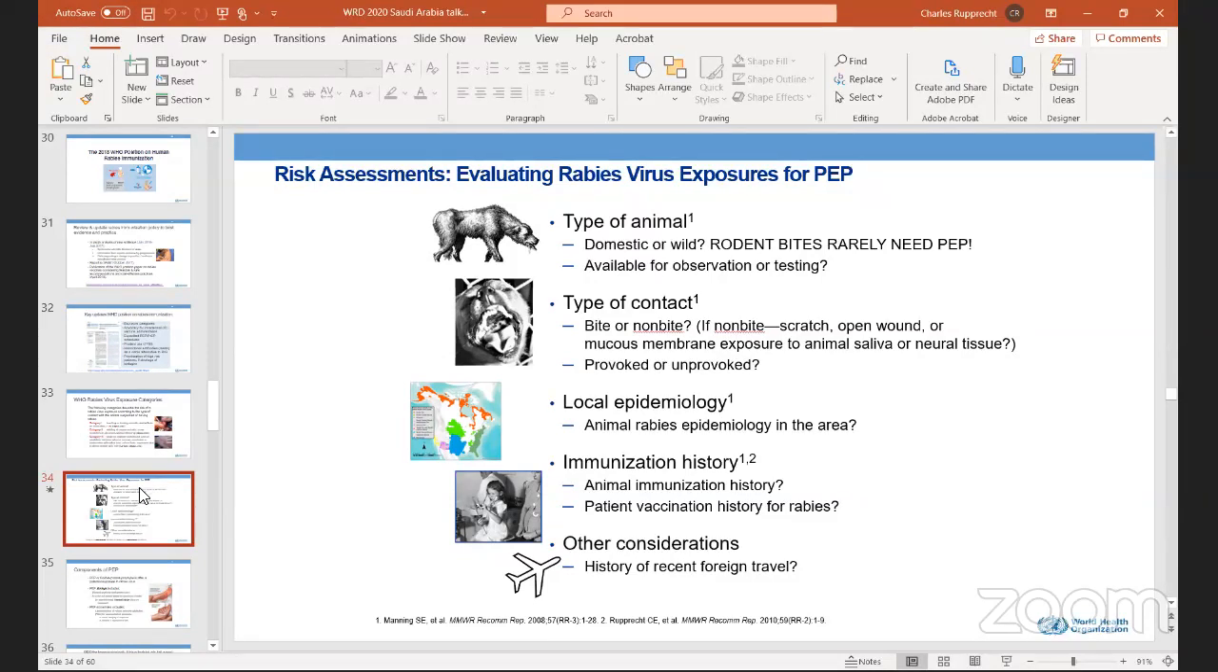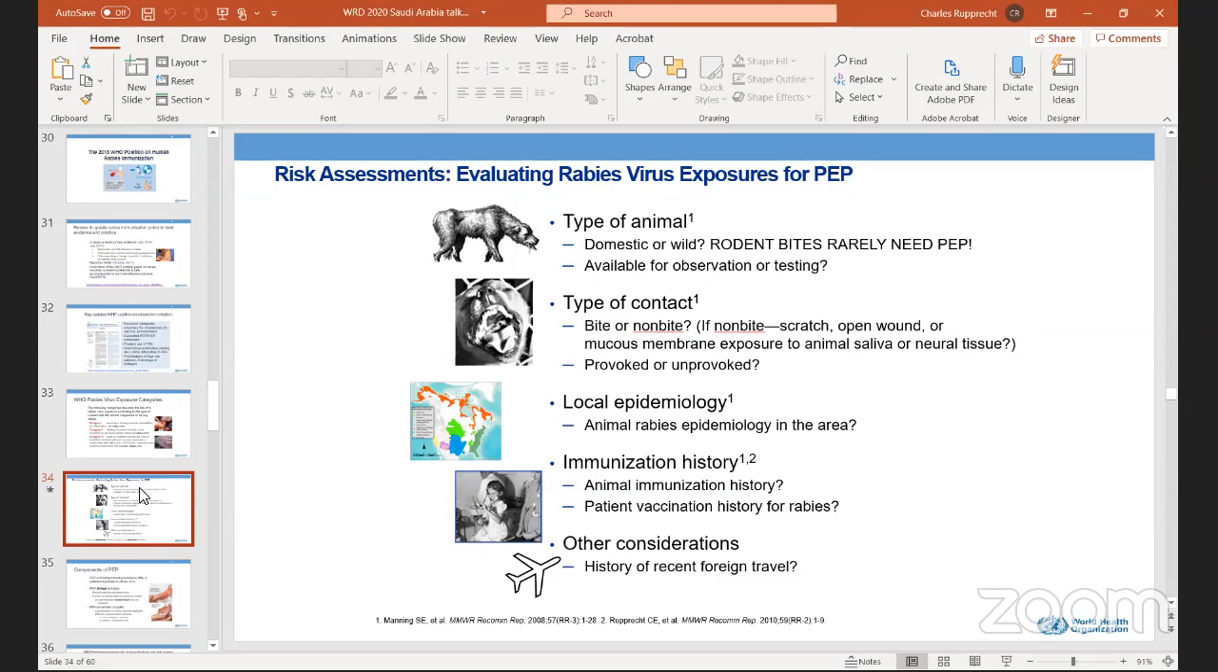The local epidemiology is also going to be critical. So, for example, in some of our Pacific islands like Hawaii, prophylaxis wouldn't be indicated after even an unprovoked animal bite because surveillance has demonstrated that there is no rabies. It's our only rabies-free state. So the epidemiology will be informing as to what kind of animal and what one needs to be concerned about.